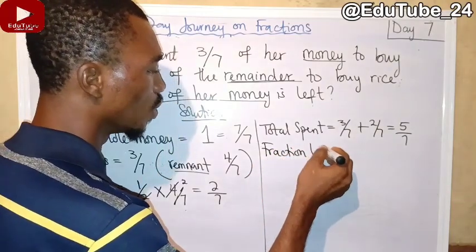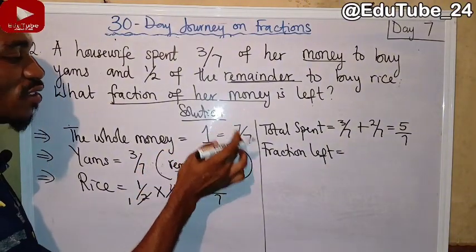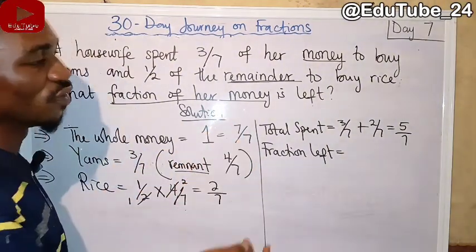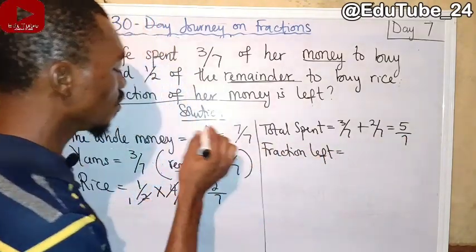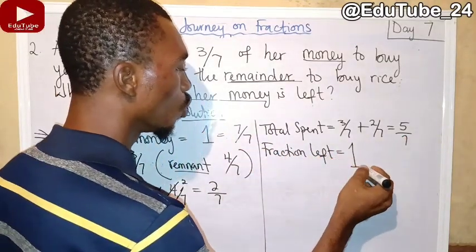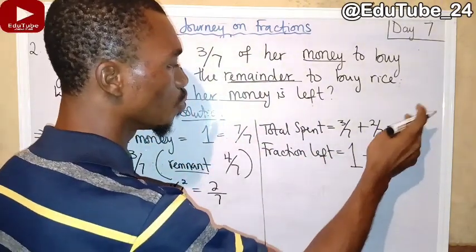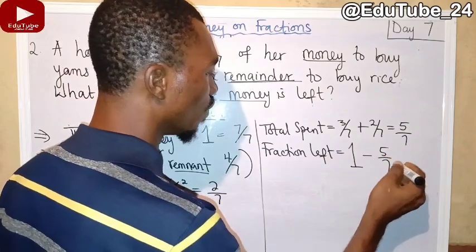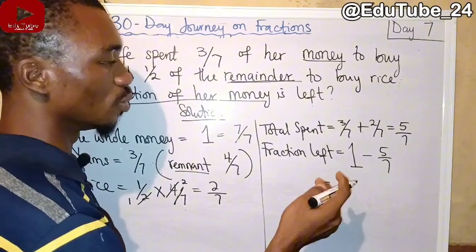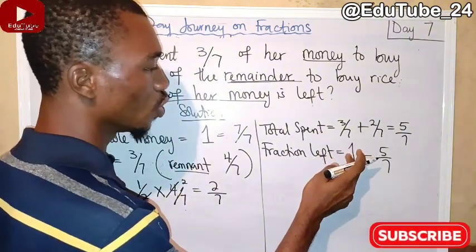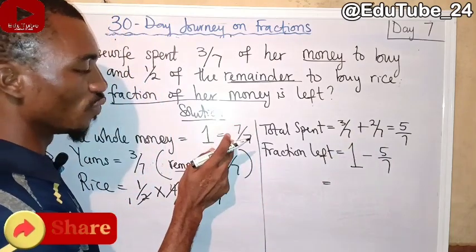of our money left will then be, now we know that the total money is 1 whole, which is the same thing as 7/7. So I'm going to bring the 7/7 into the picture because we also have 7 here. We say 1 whole minus the total spent, which is 5/7. And then we rewrite this by making the numerator 7 and the denominator 7 to make it 1 whole, which is what we've written here before.